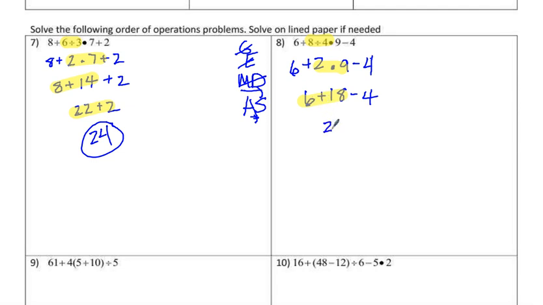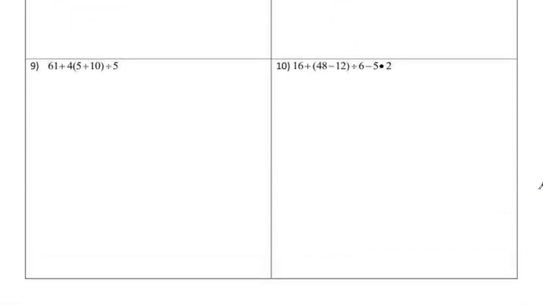6 plus 18 is 24. Minus 4. And then I have the last little bit here, which is 24 minus 4. And 24 minus 4 is 20. Make sure you circle your answer. So go ahead. I want you to do number 9 and number 10 on your own. Pause the video and unpause it when you're ready to check it.